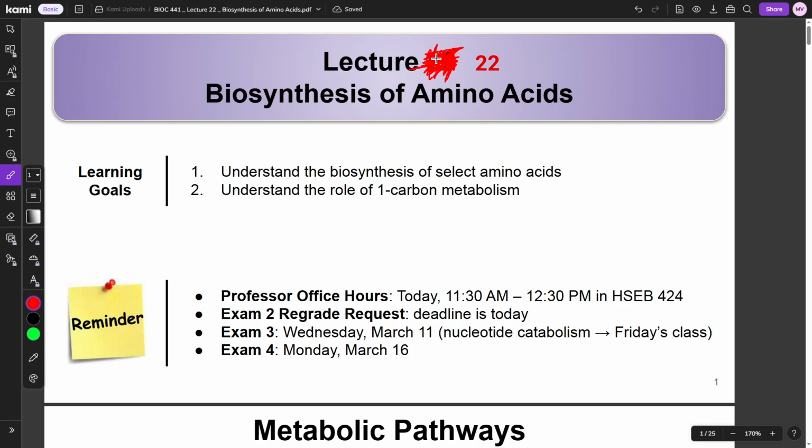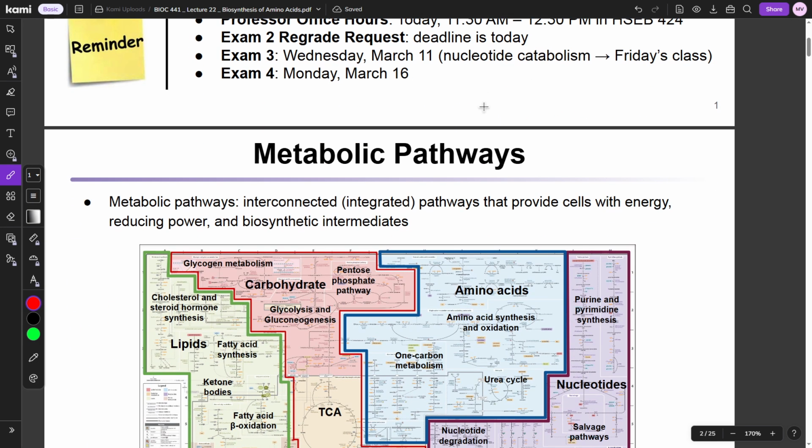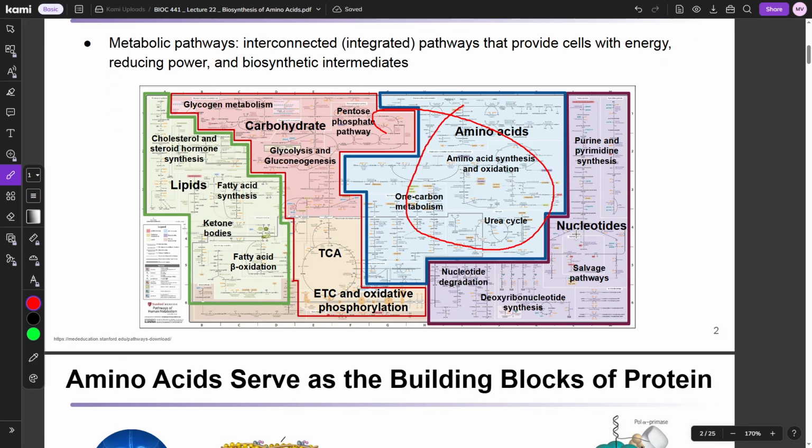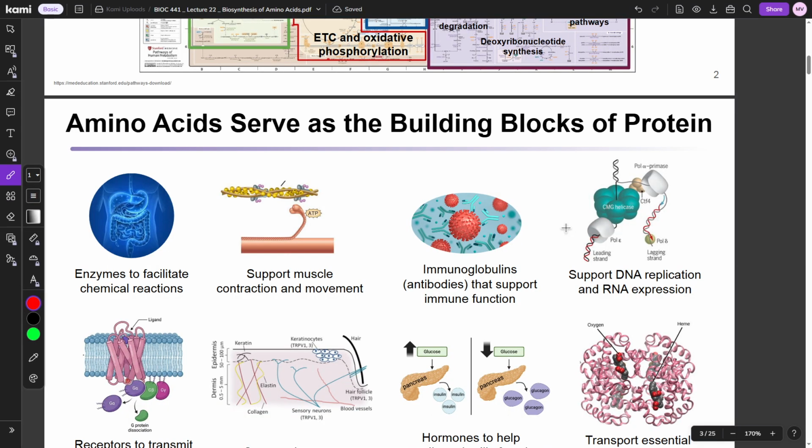Other than that, let's go ahead and get into it. So, pathways, all that jazz. We're going to talk about this stuff generally speaking. So you guys know this.